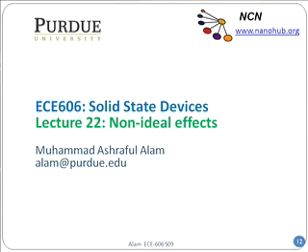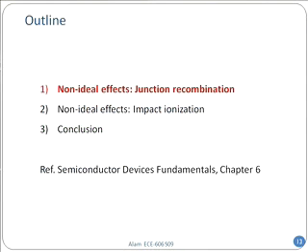Okay, so this is lecture 22 on non-ideal effects. By non-ideal effects, I mean there is some additional complexity that we want to look into for the IV characteristics. The first one is junction recombination, because we haven't been putting the recombination away, but you cannot do that forever. And we'll talk a little bit about impact ionization before concluding.